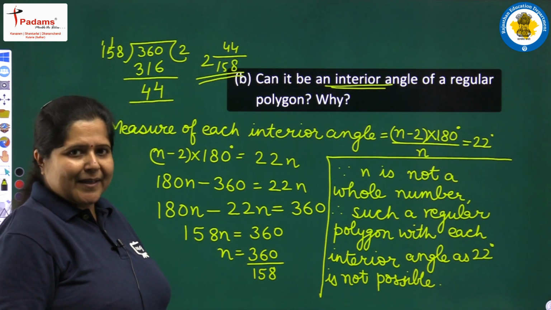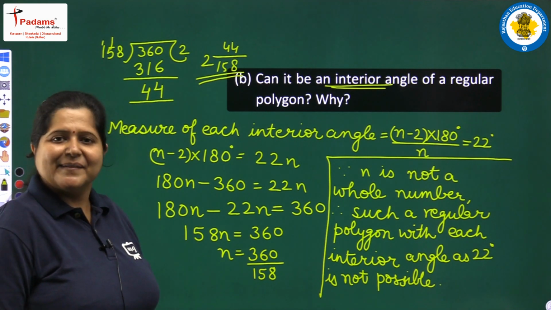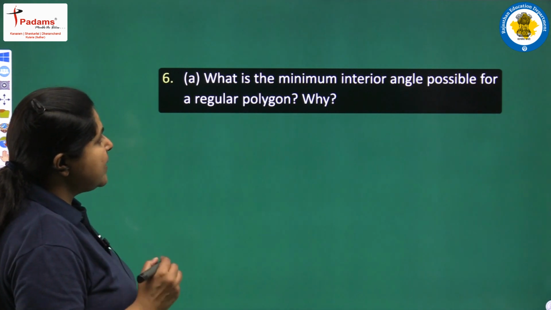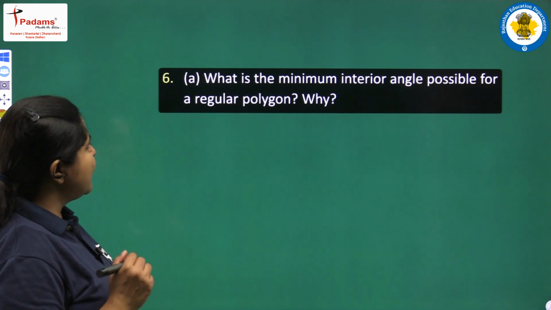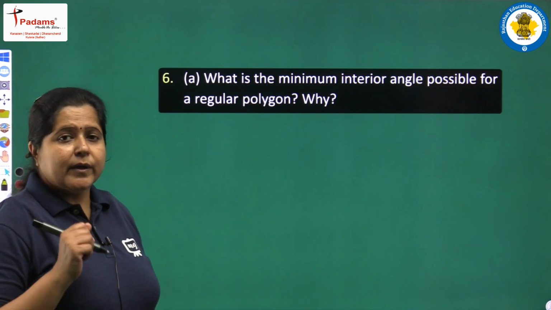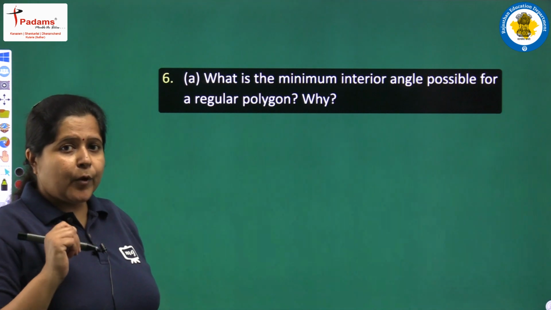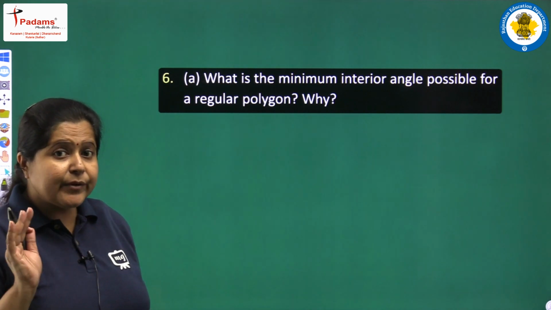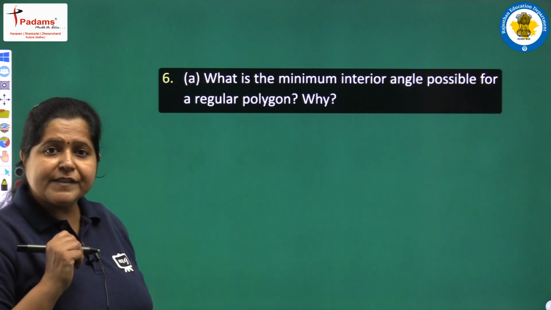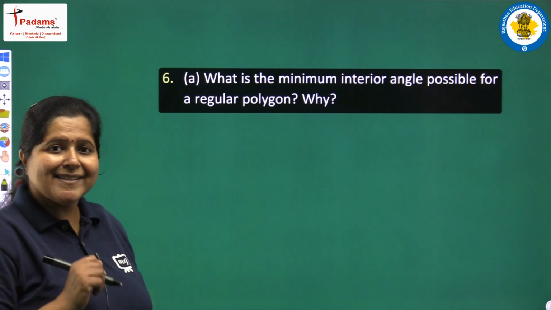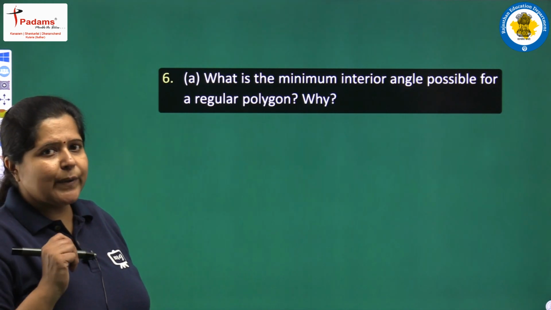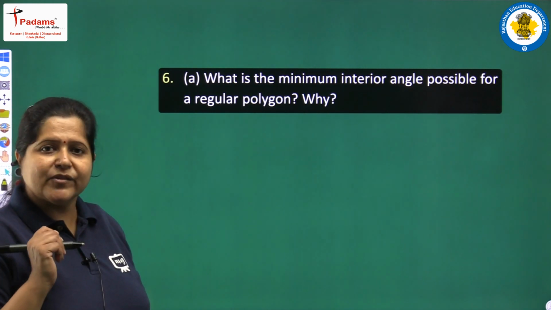Clear to you? I hope it is very much clear. Then we have question number 6. What is the minimum interior angle possible for a regular polygon and why? Now we all know that for a figure to be a polygon, we need at least 3 line segments. This means that the minimum possible number of sides for a regular polygon is 3, and then we will get a triangle, regular triangle, which is called an equilateral triangle.